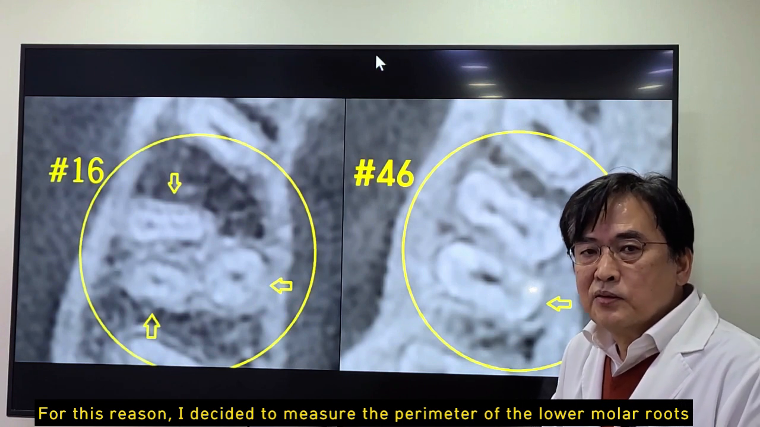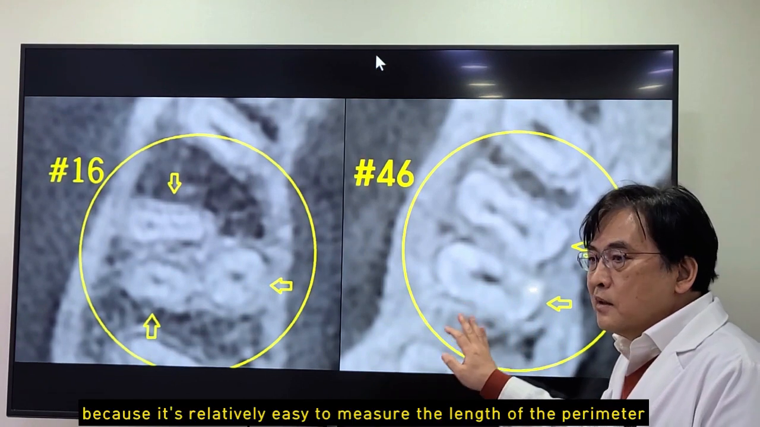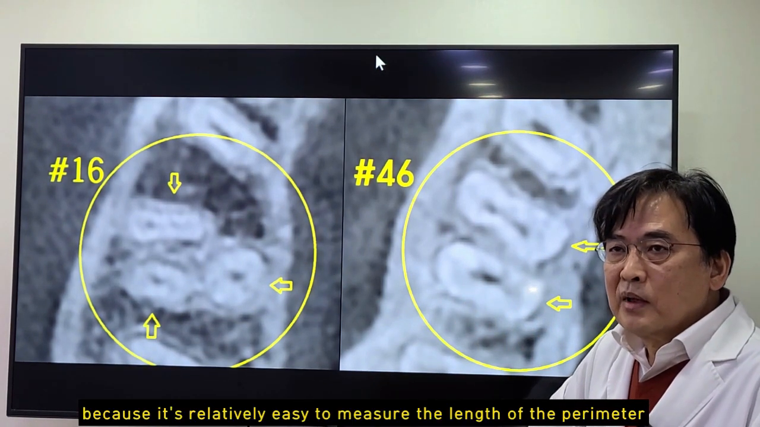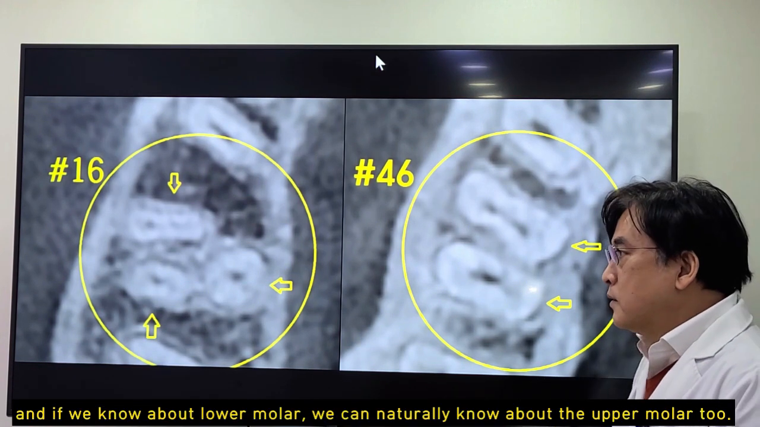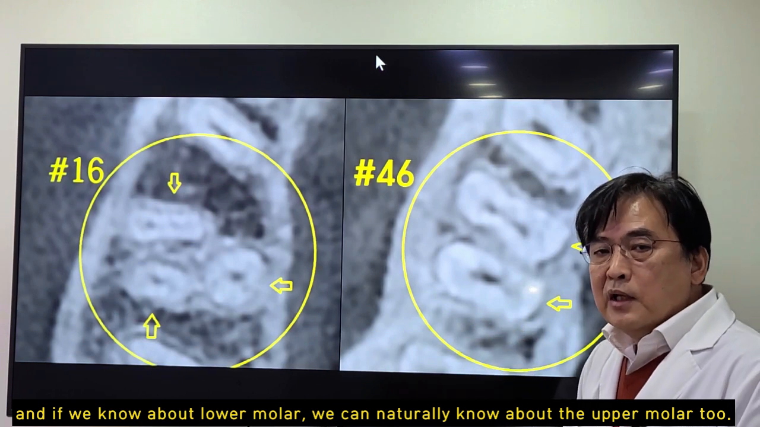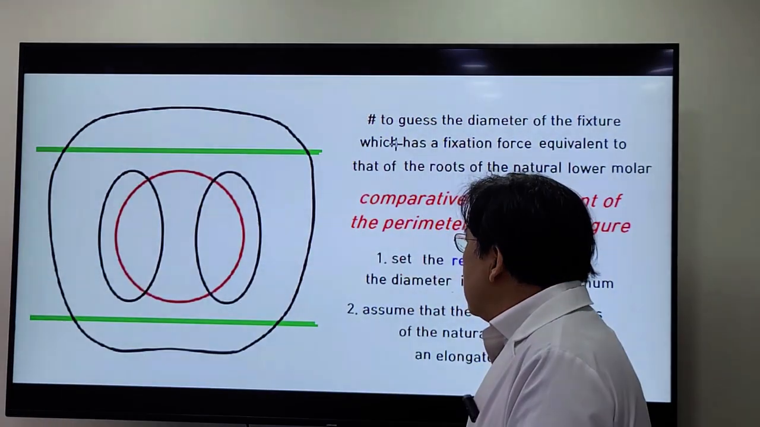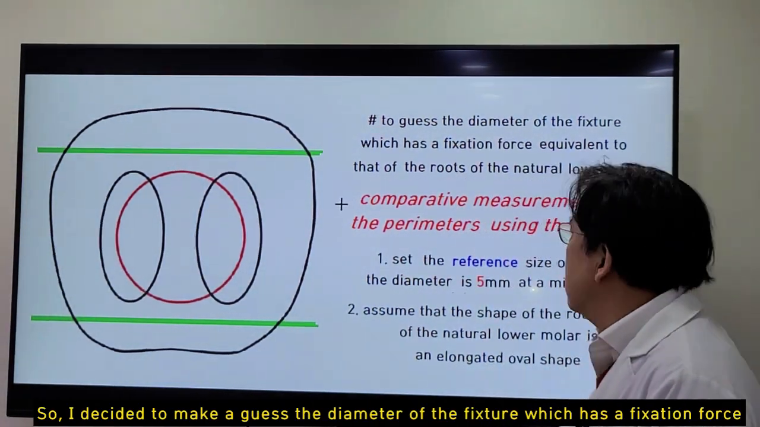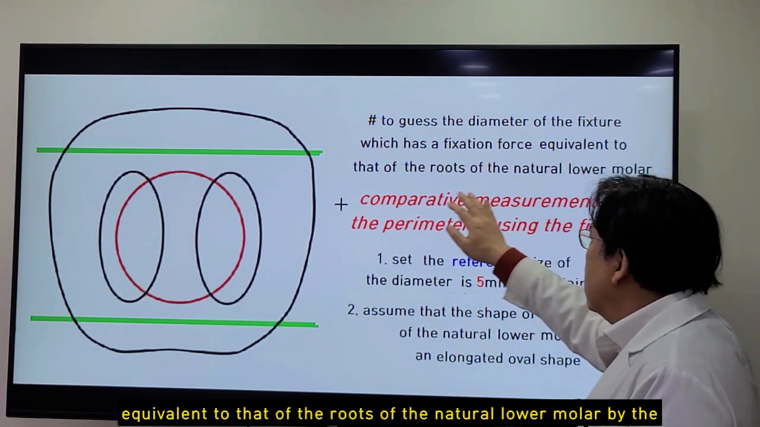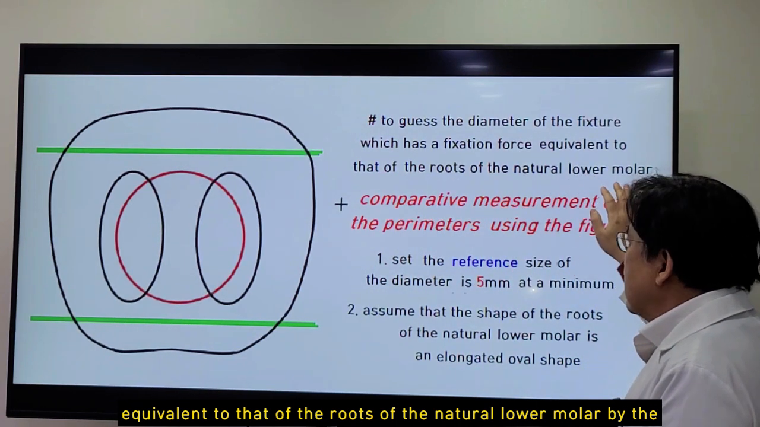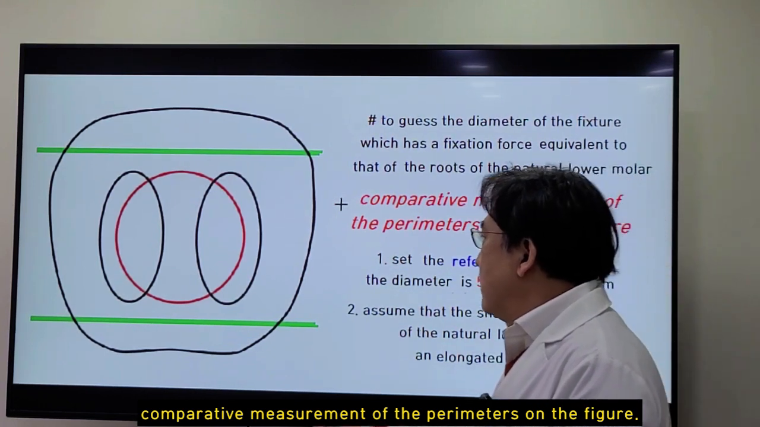For this reason, I decided to measure the perimeter of lower molar roots because it's relatively easy to measure the actual length of perimeter. And if we know about the lower molar, we can naturally know about the upper molar too. So I decided to guess the diameter of a fixture which has fixation force equivalent to that of the roots of the natural lower molar by comparative measurement of perimeters on the figure.